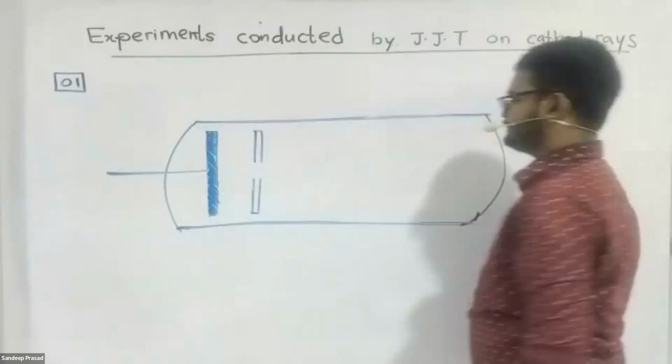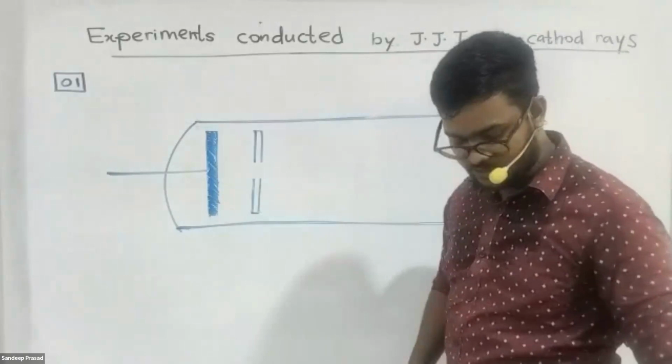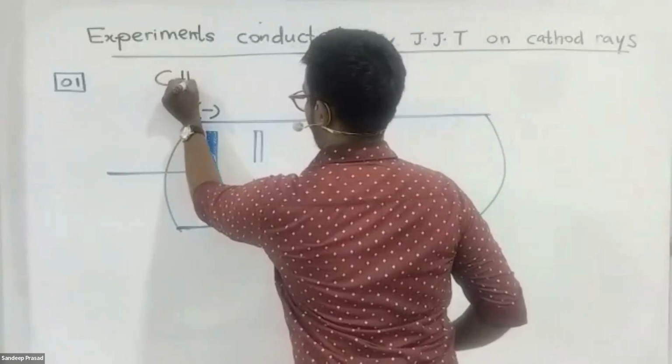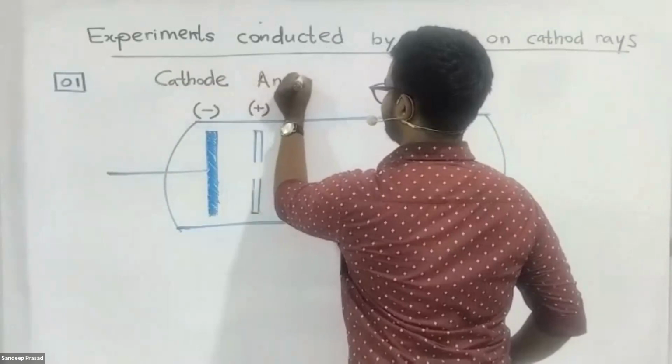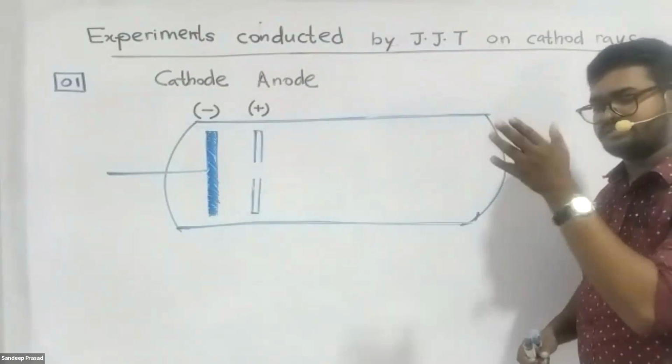Right. Now, this is the cathode. The cathode is negatively charged. This is the negatively charged cathode. And this is the positively charged anode. Sir, why is the anode so close to the cathode? So we have to ask that from J.J. Thomson, right? So he will answer.